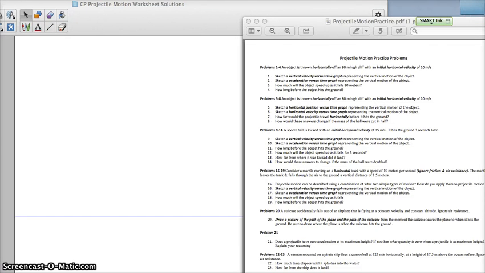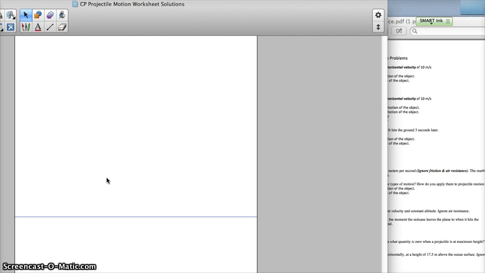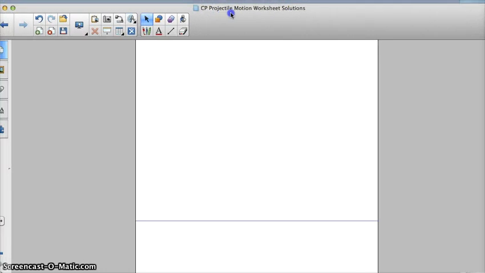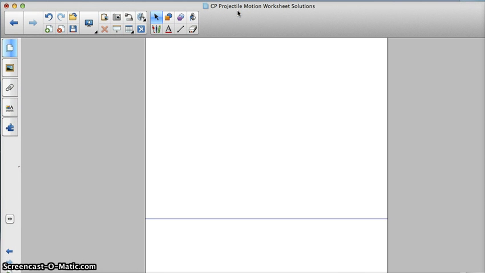All right, so now we're looking at problems 9 to 14, and this is a soccer ball kicked with a horizontal velocity of 15 meters per second, and it hits the ground 3 seconds later. Okay, so we have a projectile that is a soccer ball. So let's see what we can find.